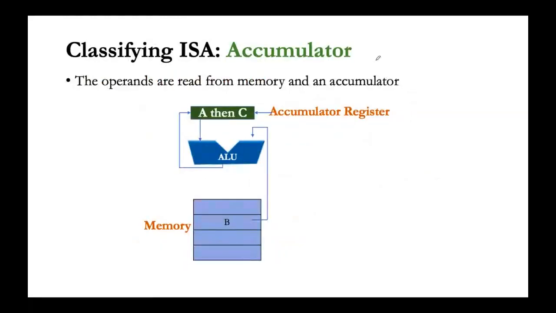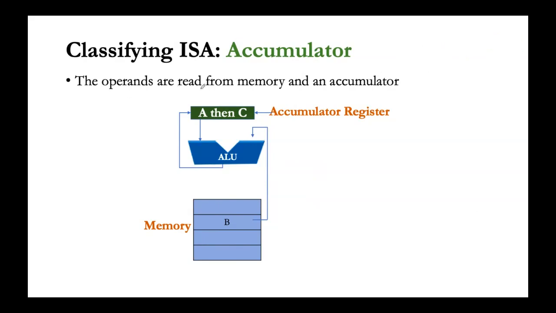Then comes the second classification of ISA, which is the accumulator. The accumulator is a special purpose register. That special purpose register may be an 8-bit special purpose register or a 16-bit special purpose register. As we are saying, we are classifying ISA based on operands, that is, where operands are stored: in either the stack, accumulator, register, or memory.